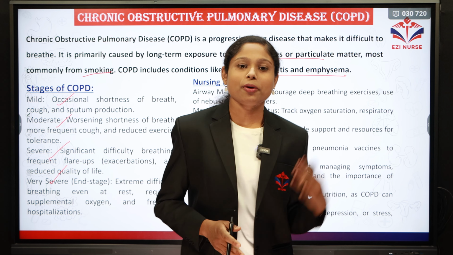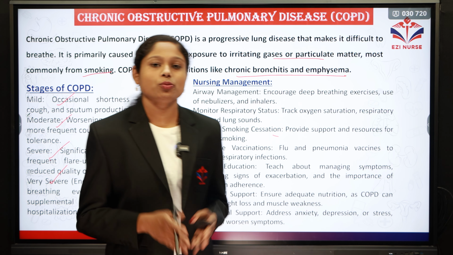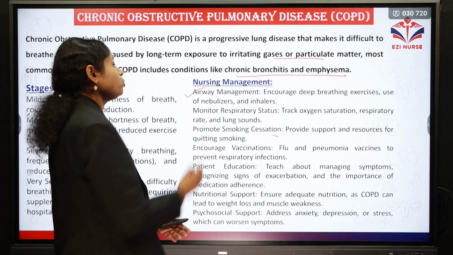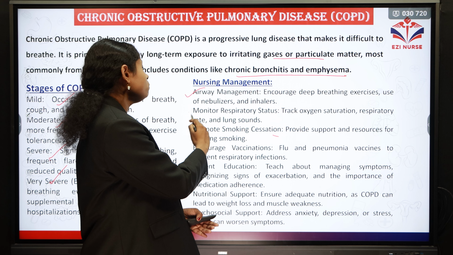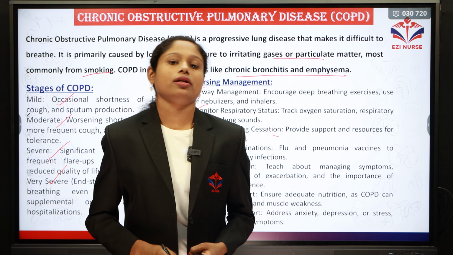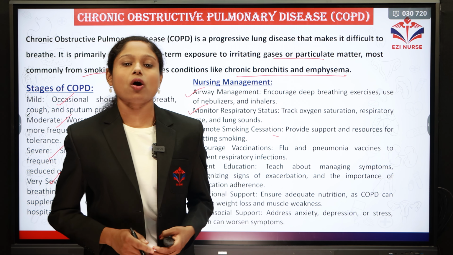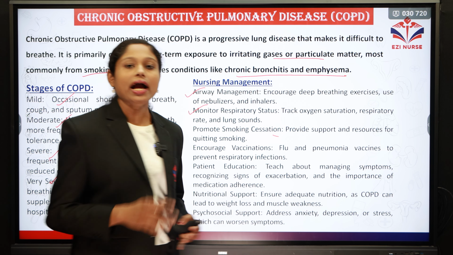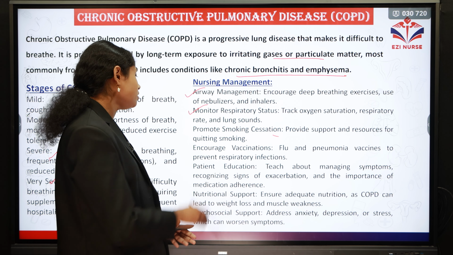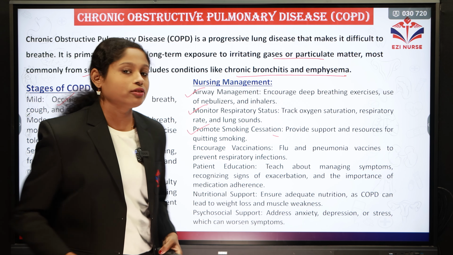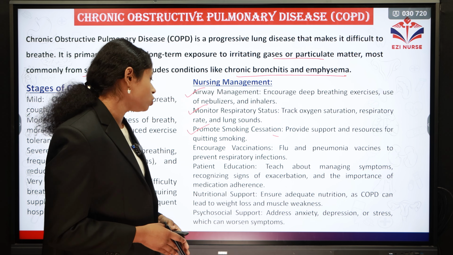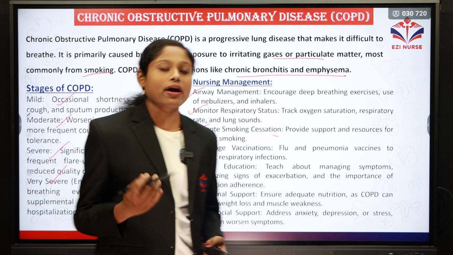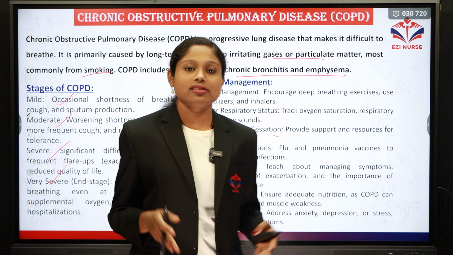Now we are going to discuss nursing management. What are the main nursing management? Let's discuss. So airway management. ABC, so airway, breathing and circulation need to be managed. Monitor respiratory status. Track oxygen using pulse oximetry, track the oxygen percentage, as well as do the ABG test, arterial blood gas analysis, and promote smoking cessation. You need to educate the client on the importance of smoking cessation. As well, encourage vaccinations. Getting vaccinations against flu and pneumonia is important.